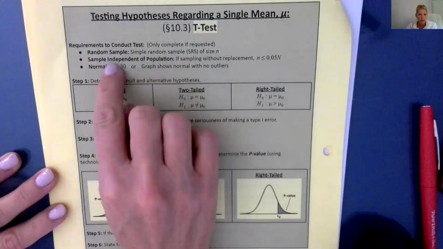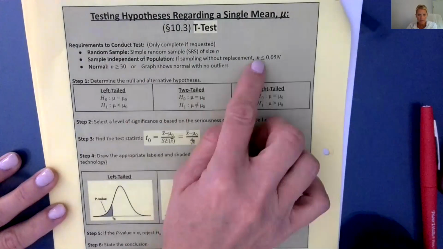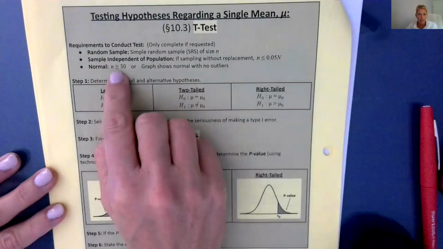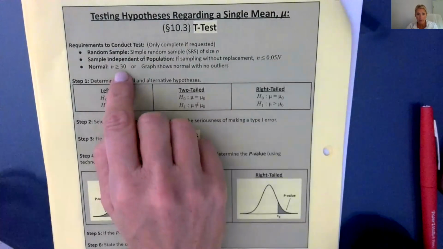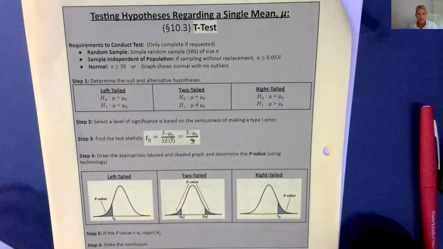Random sample, sample independence, only if we're sampling without replacement, making sure our sample size is less than 5% of the population size. And our check for normality, if our sample is not bigger than or equal to 30, we have to check that there's no outliers using the normal probability plot.